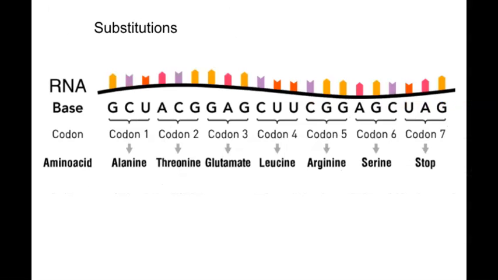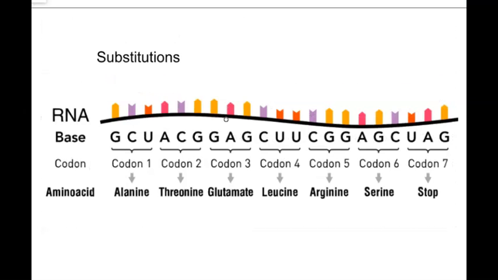For a substitution, remember, we are replacing one base on the RNA or DNA with another base. So in this case, we're going to replace the A that is found right here with a U. So we are substituting the A for the U. This is why it's called a substitution. Let's take a look at what ends up happening there.